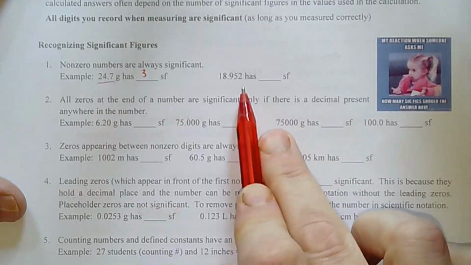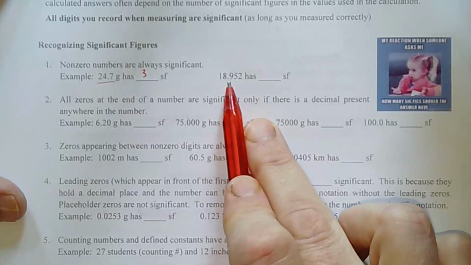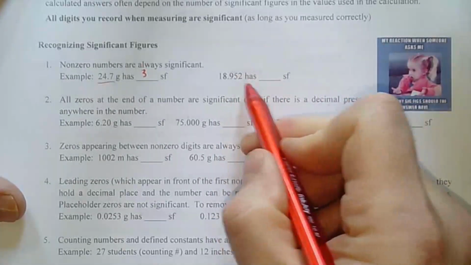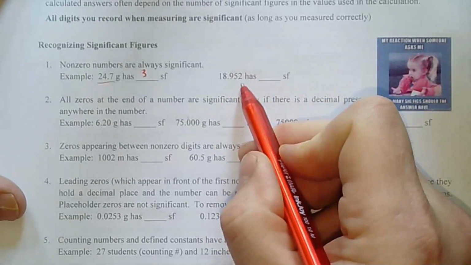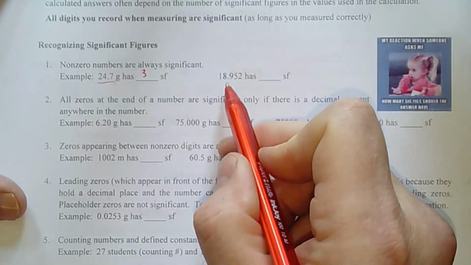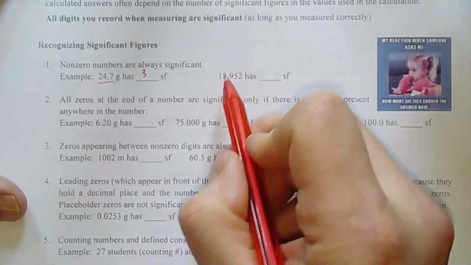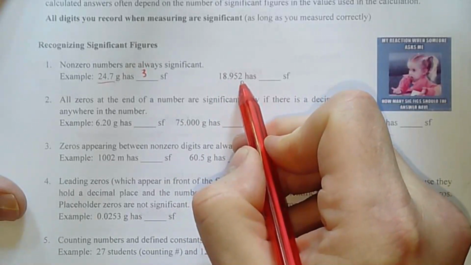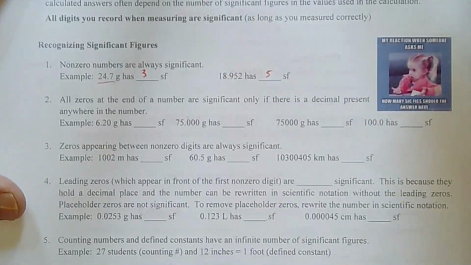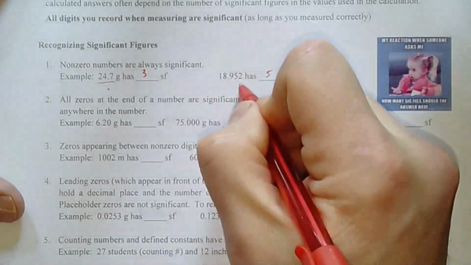Likewise, this value here, 18.952. Well, you notice one thing that is missing is there's no unit, but we'll overlook that for a second. Probably want to put that in for the following years. But all these values are non-zero. This would be considered to have 5 significant figures. Let's say this was in grams as well.